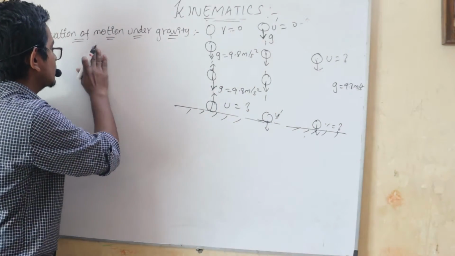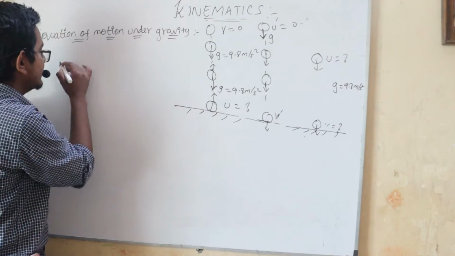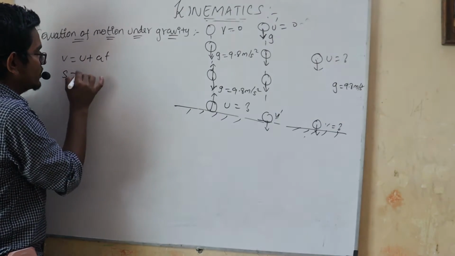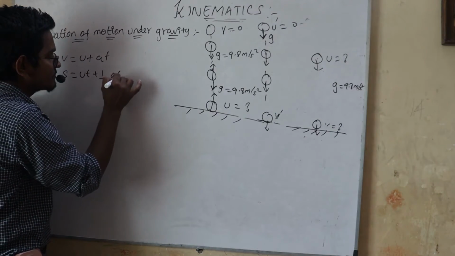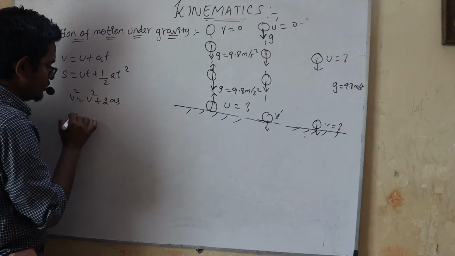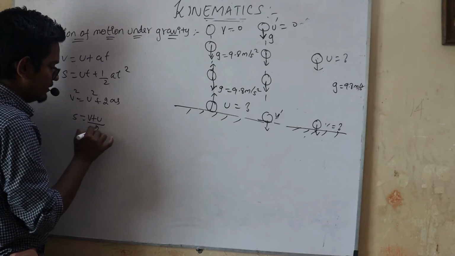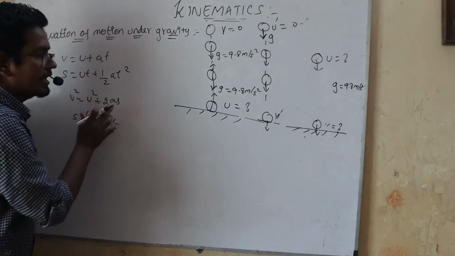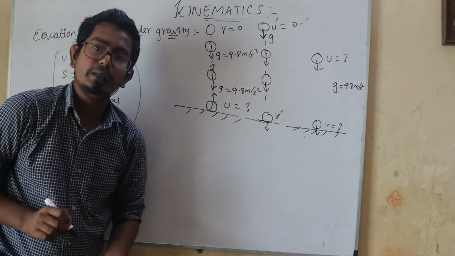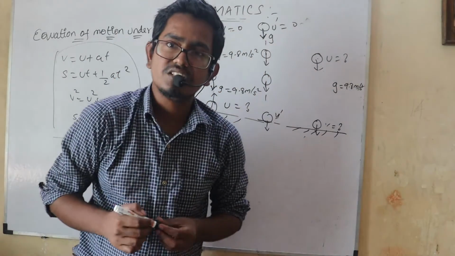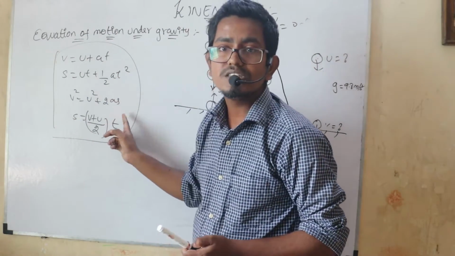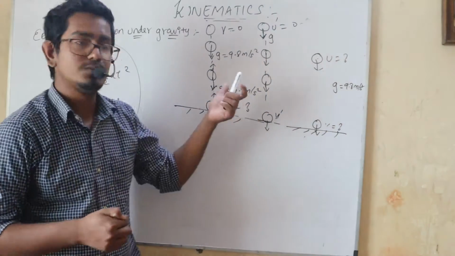You can see here what those kinematic equations are. I have 4 kinematic equations: v is equal to u plus at, s is equal to ut plus half at square, v square is equal to u square plus 2as, and s is equal to (v plus u) upon 2 into t. These are the 4 kinematic equations which we studied in our first lecture on kinematics. In this lecture, by using these 4 kinematic equations, I am going to derive the equation for this motion.